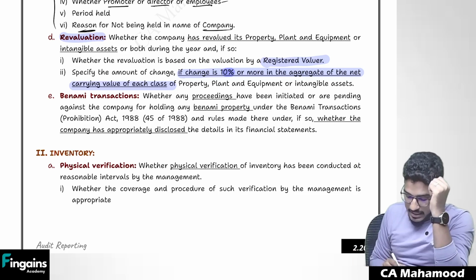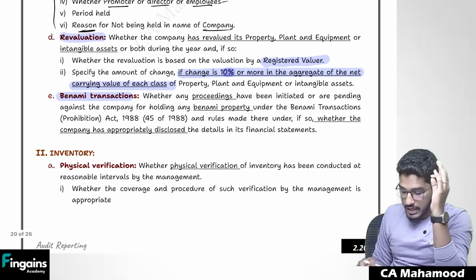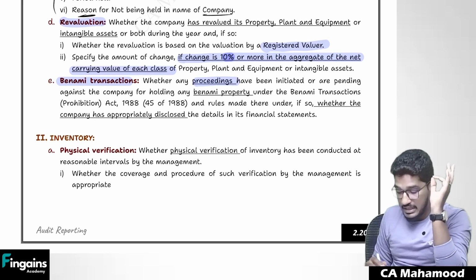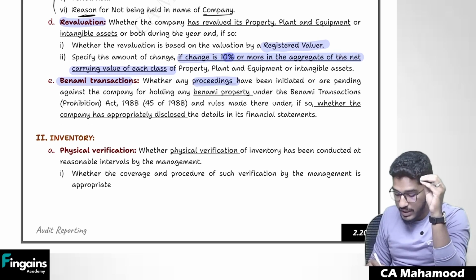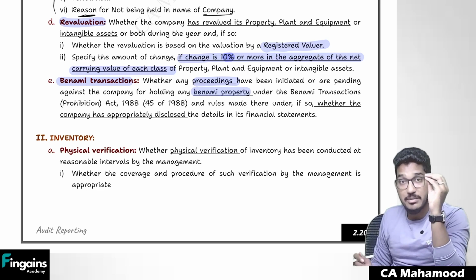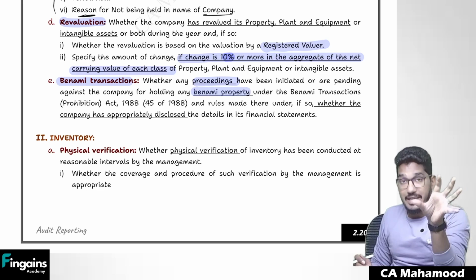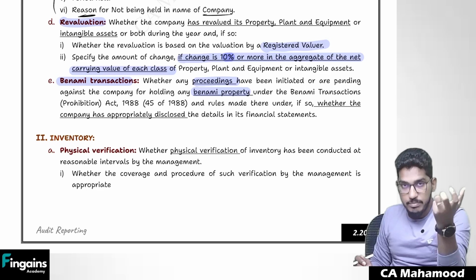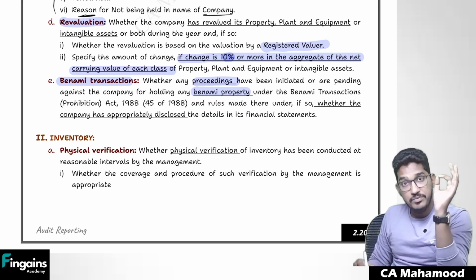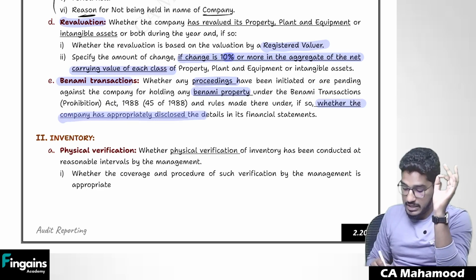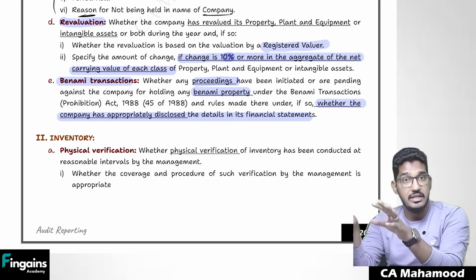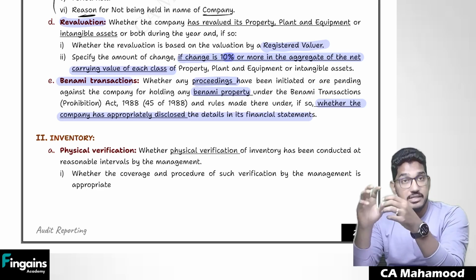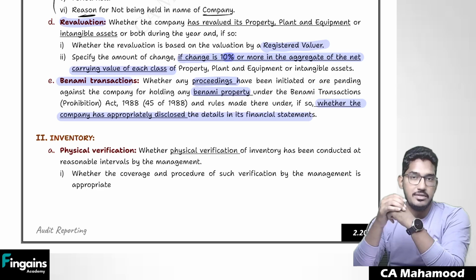Next, the last one, Benami transactions. Here I need to report whether any legal proceedings have been either initiated or are pending against the company for holding any Benami property under the Benami Transactions Prohibition Act. That means, has anybody filed a case against the company, or is a case already going on for holding any Benami properties as per the Act? If yes, whether the same has been appropriately disclosed. They are asking the auditor to check whether the company is facing any legal cases regarding Benami transactions, and if yes, whether the company disclosed that in the financial statements or not.